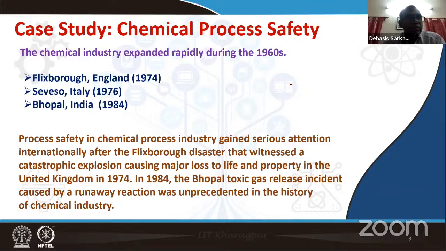We have discussed and analyzed to some extent the Bhopal gas disaster when we talked about chemical process safety as a regular module in this course. So today we'll talk about the Flixborough accident, which happened in 1974. Process safety in the chemical process industry gained serious attention internationally after the Flixborough disaster, which witnessed a catastrophic explosion causing major loss of life and property in the United Kingdom in 1974. In 1984, the Bhopal toxic gas release incident caused by a runaway reaction was unprecedented in the history of chemical process industry. Several thousand people were killed and several lakhs of people were affected.